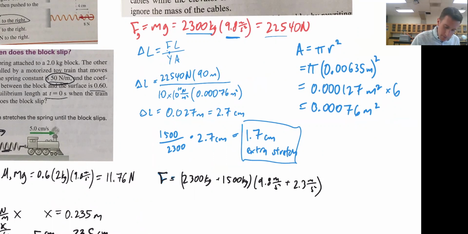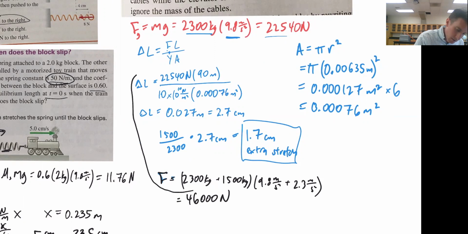That changes, so I multiply those out, and that gives me a new force of 46,000 newtons. Then I plug that 46,000 newtons in right there instead of that, and figure my new math. All the other stuff remains the same. Everything else stays the same because it's still the same length of the cable. It's the same material, so the Young's modulus will stay the same. The area stays the same.